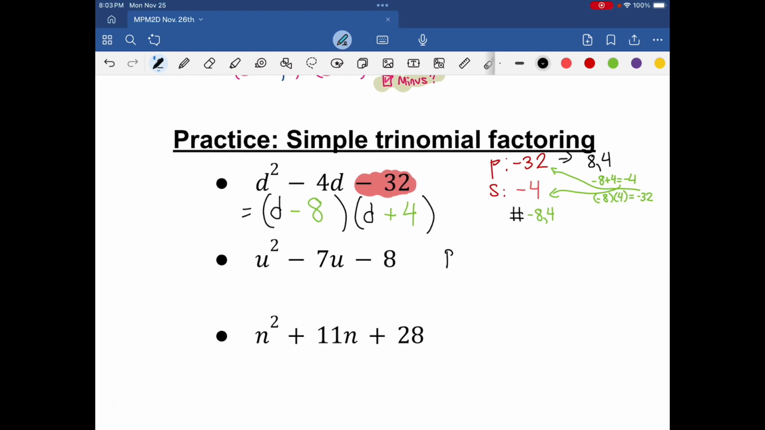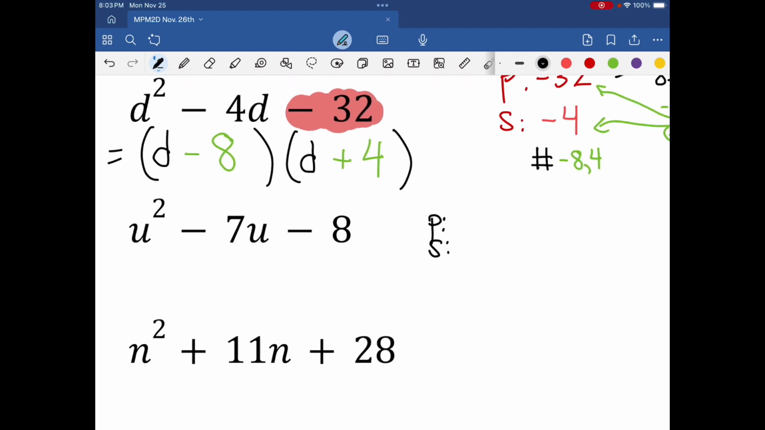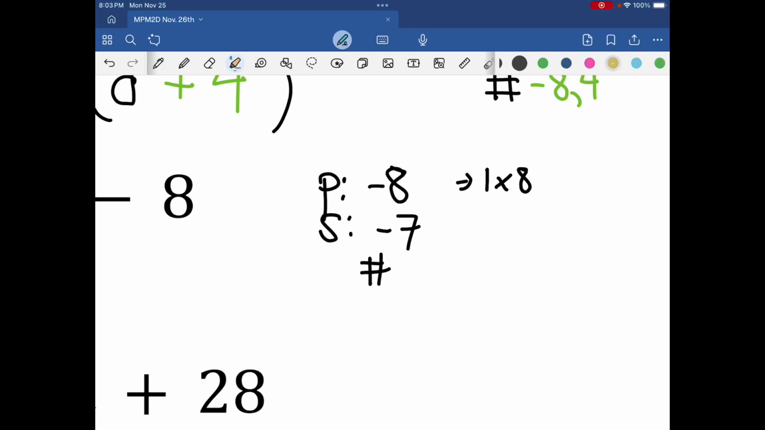Next one, product, sum. My product is negative 8. My sum is negative 7. Again, two numbers that when multiplied give me negative 8, but when added give me negative 7. Let's see what those could be. So I have 1 and 8, which, again, the product is negative, which means that one of my numbers will be negative and the other will be positive. And I think I also just found my numbers too.